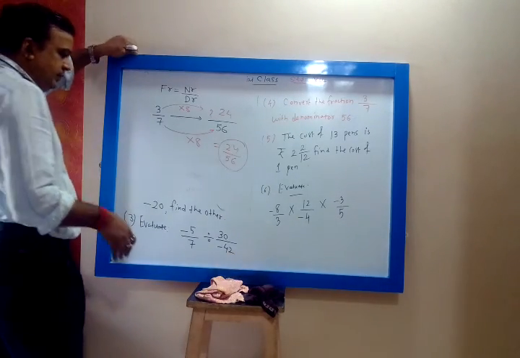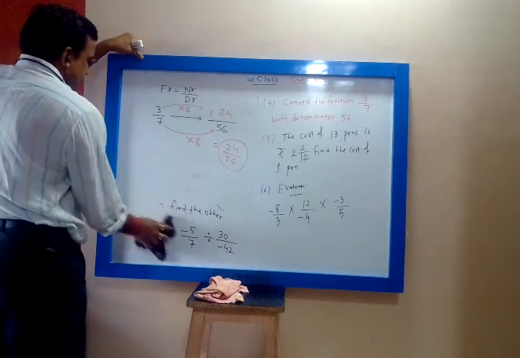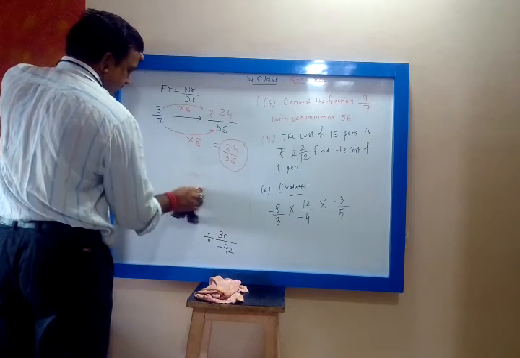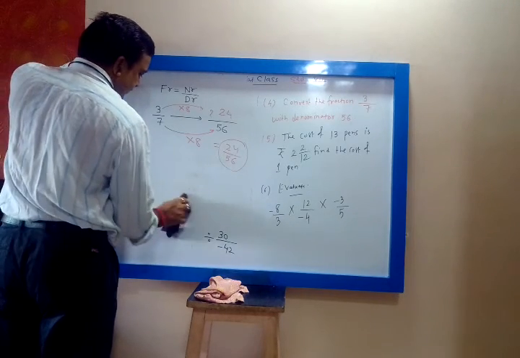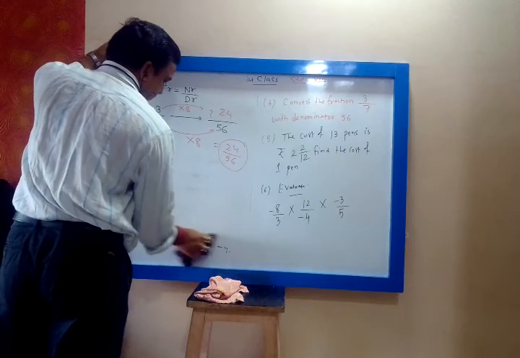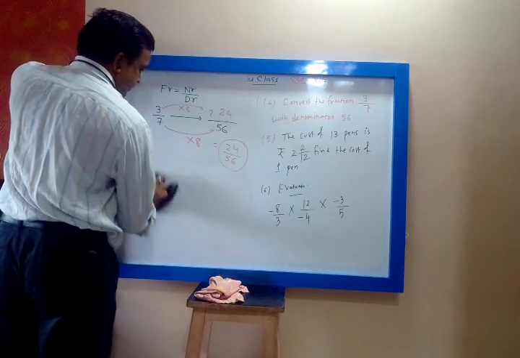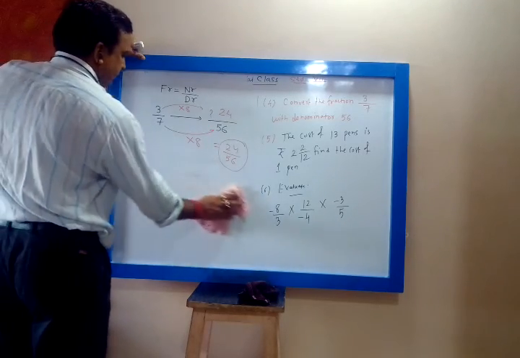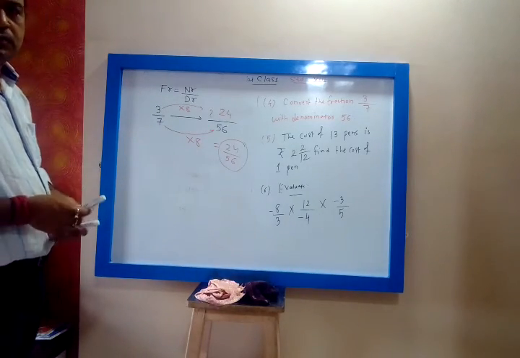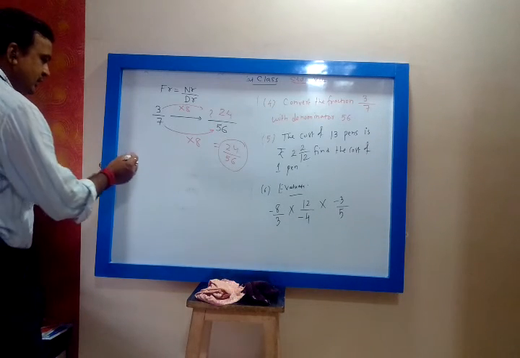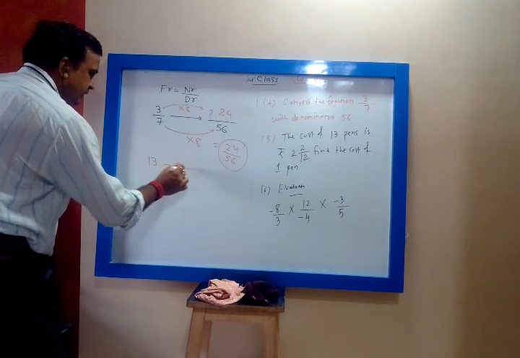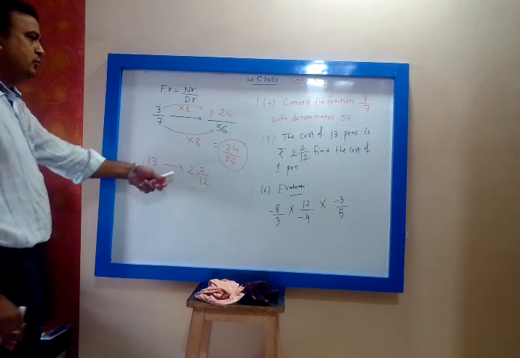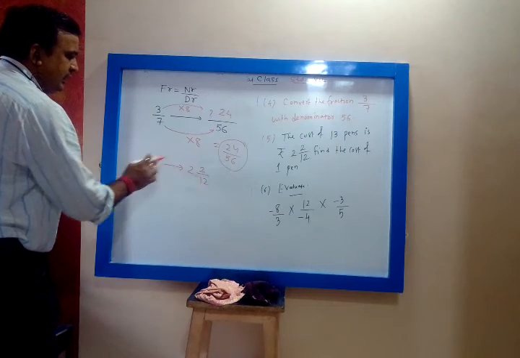Chalo, solve the fifth one. The cost of 13 pens is 2 and 2 by 12 rupees. What can you write for 2 and 2 by 12? This is a mixed fraction, no?